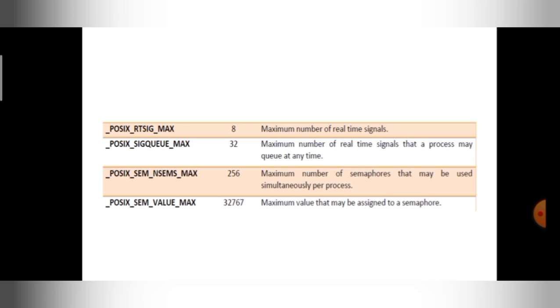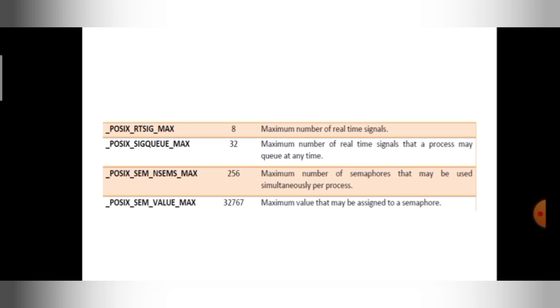Next, POSIX signal queue max. Signals are also maintained in a queue. This is the maximum number of real-time signals that a process may queue at any time. A process can store signals in a queue, right? It tells about the maximum number of real-time signals that a process can queue at any time. The minimum value is 32. Hope you are understanding.